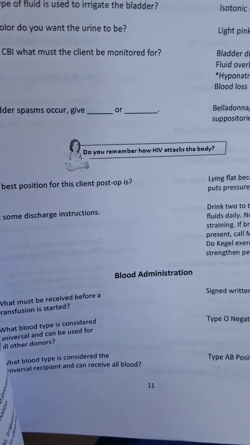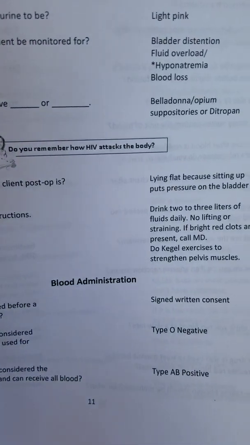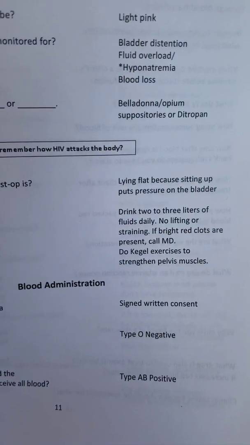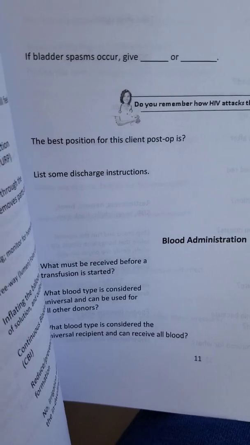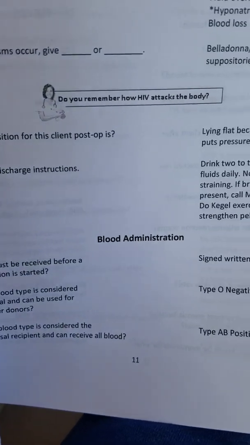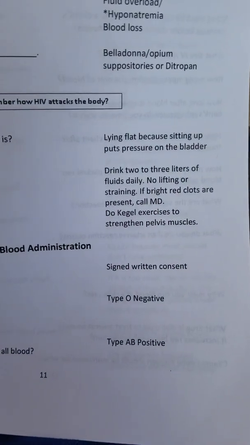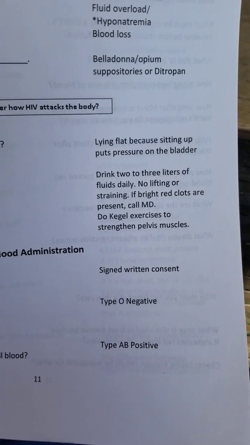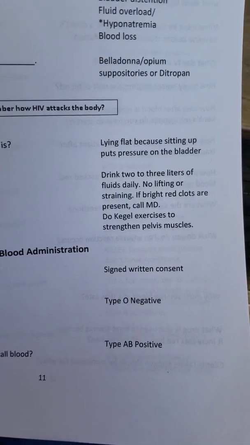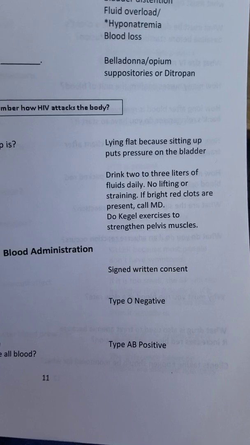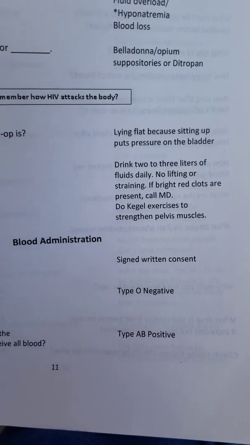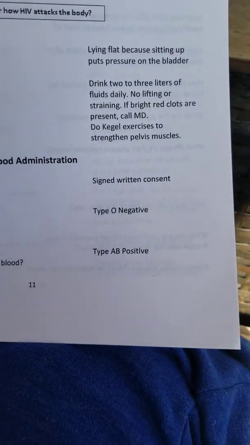The best position for this client post-op is lying flat, because sitting up puts pressure on the bladder with TURP. List some discharge instructions. Drink 2 to 3 liters of fluids daily, no lifting or straining. If bright red clots are present, call MD. Do Kegel exercises to strengthen pelvic muscles.